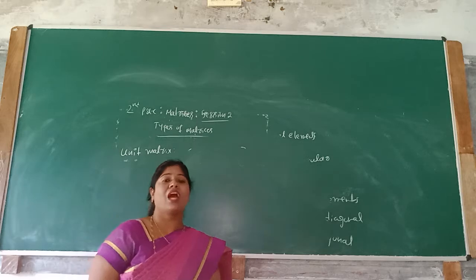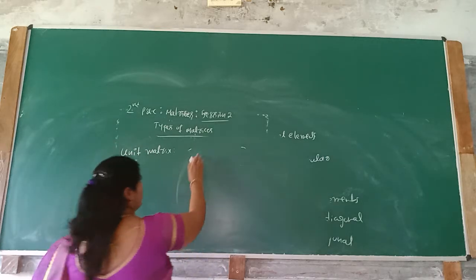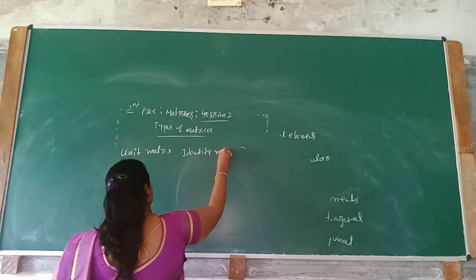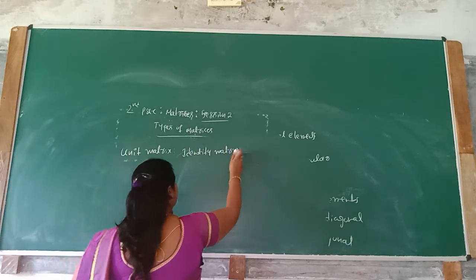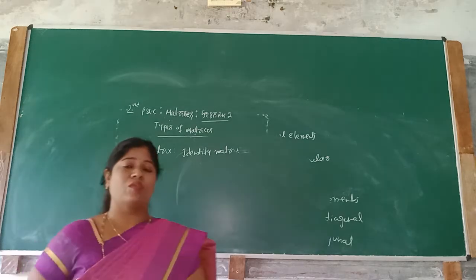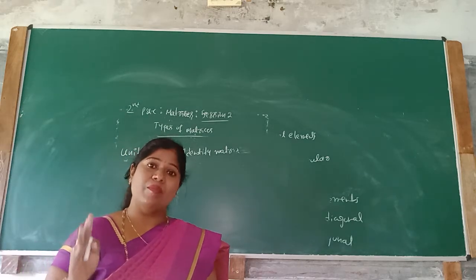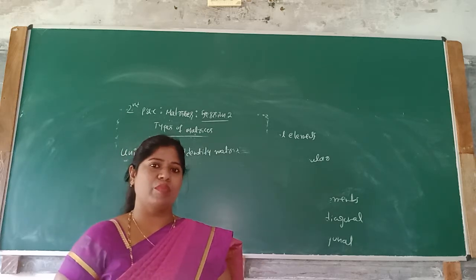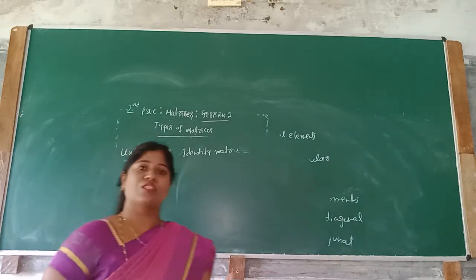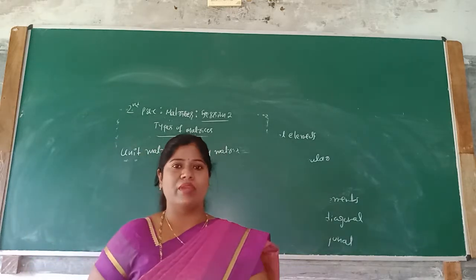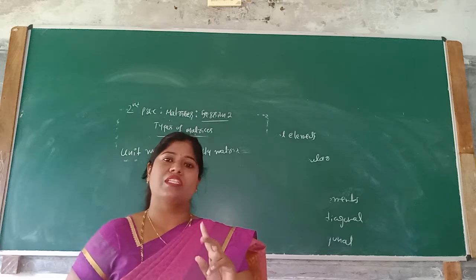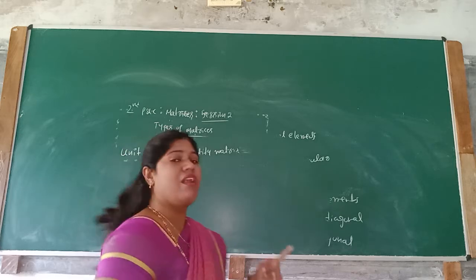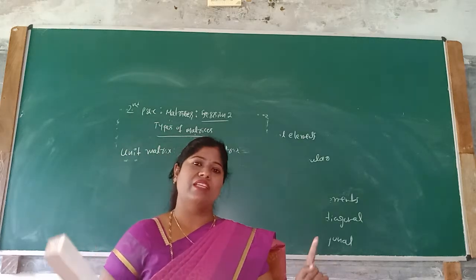Unit matrix or identity matrix. Another type of unit matrix is identity. A unit matrix is a square matrix in which every element in the principal diagonal is equal to 1 and the other elements are zeros. It should be 1. Then only it is called a unit matrix or identity matrix.